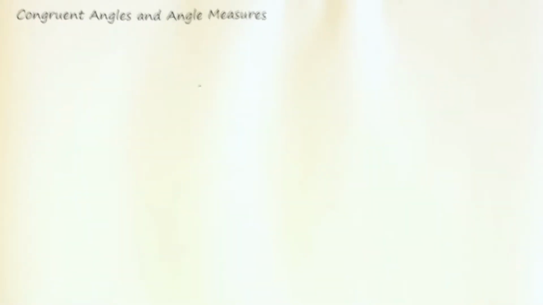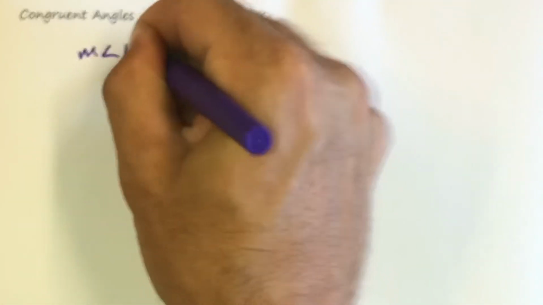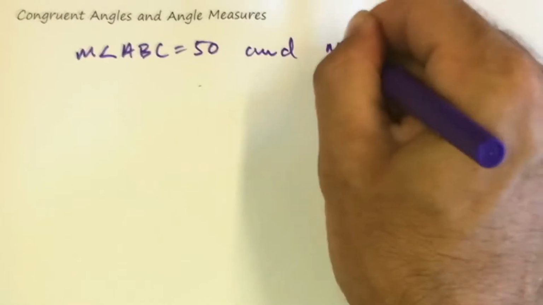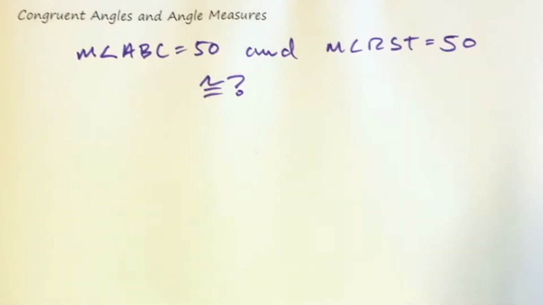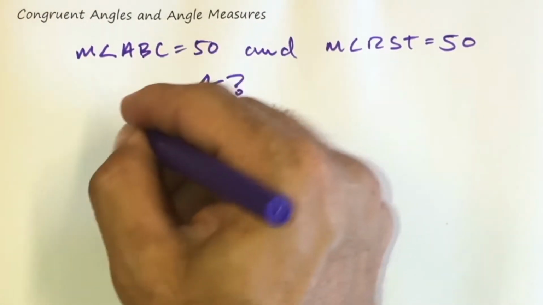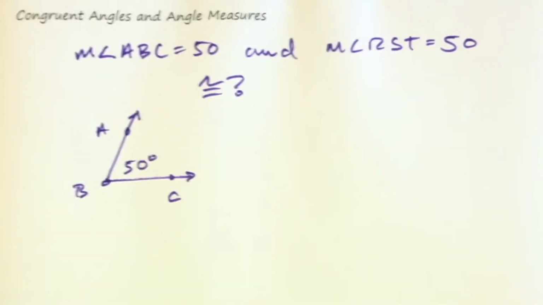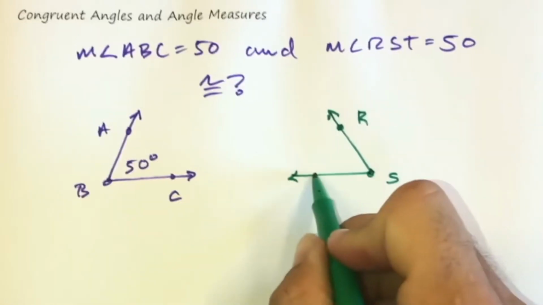When you guys are working with angles, what you'll see a lot is the measure of ABC is 50, and the measure of RST is 50. So are they congruent? Yes, if two angles have the same measure, 50 degrees, even if they look different or they face a different way, so in this case, this is facing a different way, we would consider them congruent.